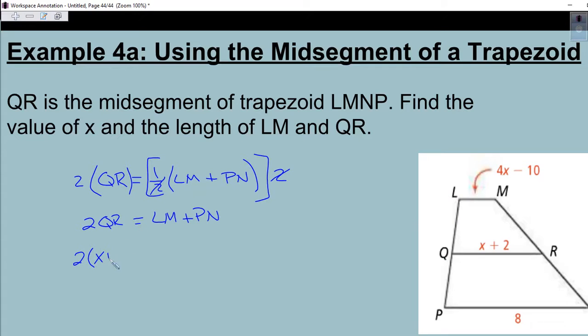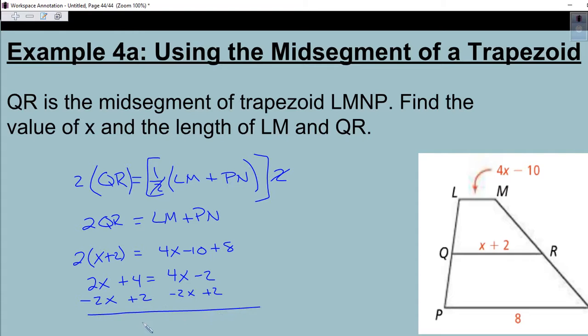So 2 times (x plus 2) is equal to 4x minus 10 plus 8. Begin by distributing. 2 times x is 2x, 2 times 2 is 4, equals 4x, and then negative 10 and a positive 8 would be a negative 2. So next is to solve for our x. Subtract 2x, add 2, 6 is equal to 2x. Divide by 2, and x is equal to 3.